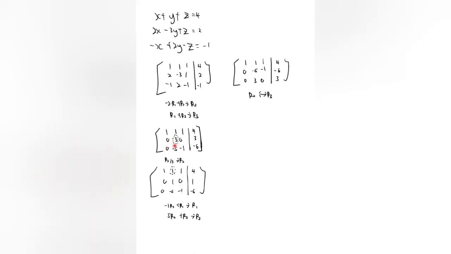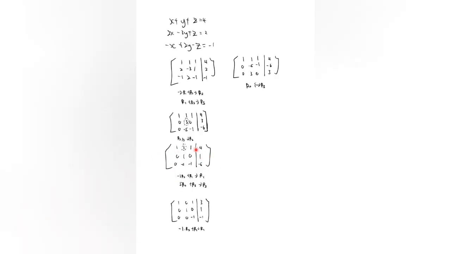So from this equation, row 2 will be divided by 3. We will find that this 3 divided by 3 gets a 1, and this 3 divided by 3 gets a 1. The next step is negative 1 multiplied with row 2 plus row 1, which gives a new row 1, and 5 multiplied with row 2 plus row 3, which gives a new row 3.